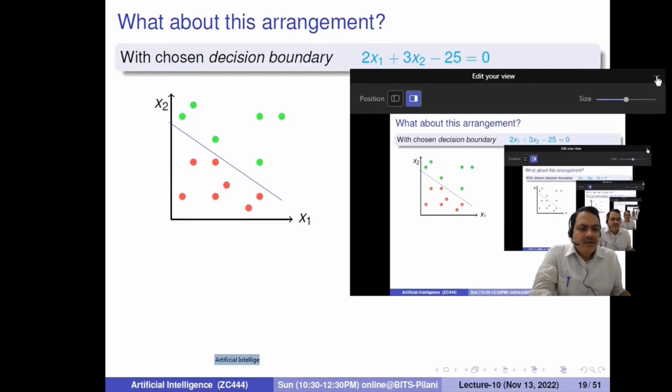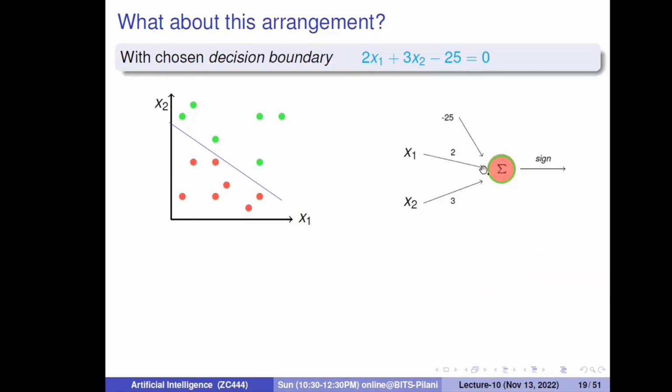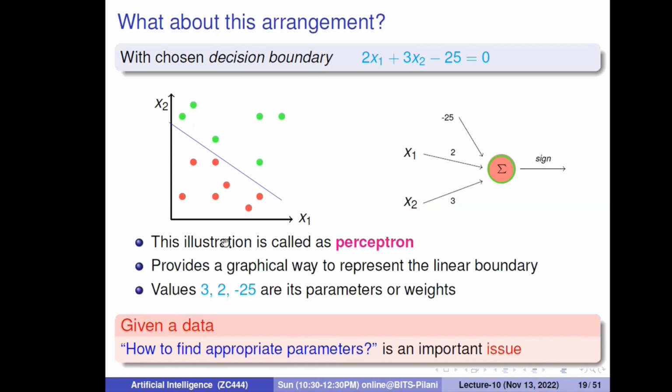Are you able to see my screen? This kind of illustration that I just showed you is called the perceptron. What is a perceptron? A perceptron is a linear decision boundary, represented in this way: there is a computational unit that finds the term by term multiplication, and after that tells what the sign is.